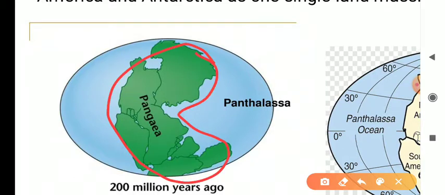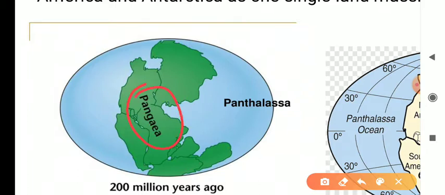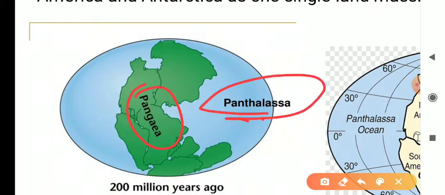200 million years ago, the whole landmass was called Pangea. There were no 4 oceans: Pacific, Indian, Atlantic, and Arctic. Earlier there was only 1 ocean, named Panthalassa. So there were 2 things: one united landmass, called Pangea, and one united ocean, called Panthalassa.